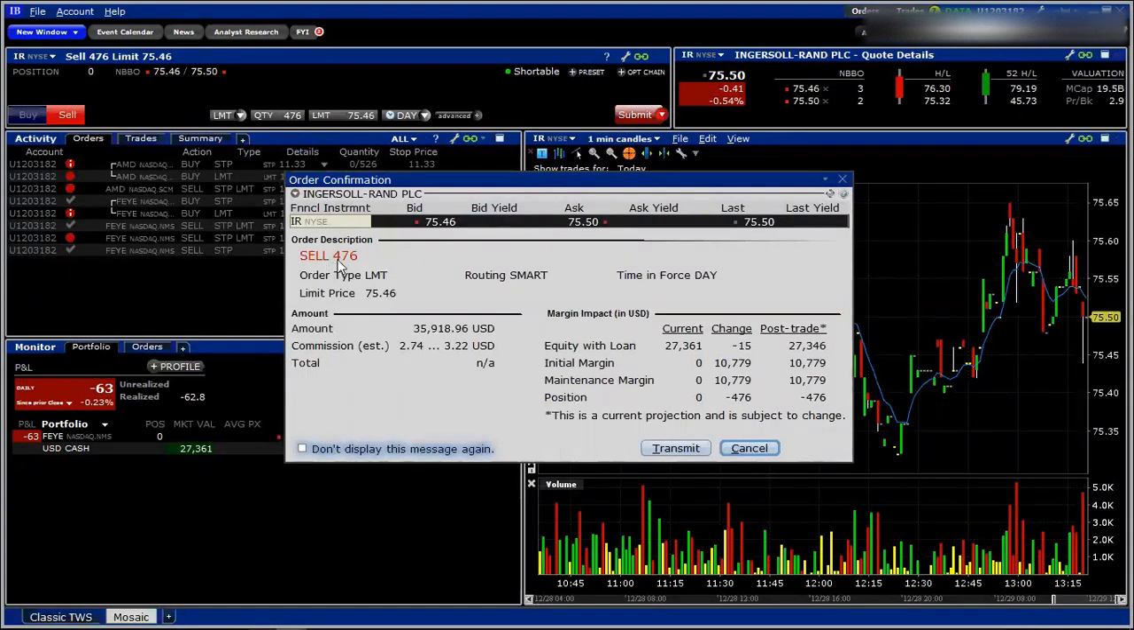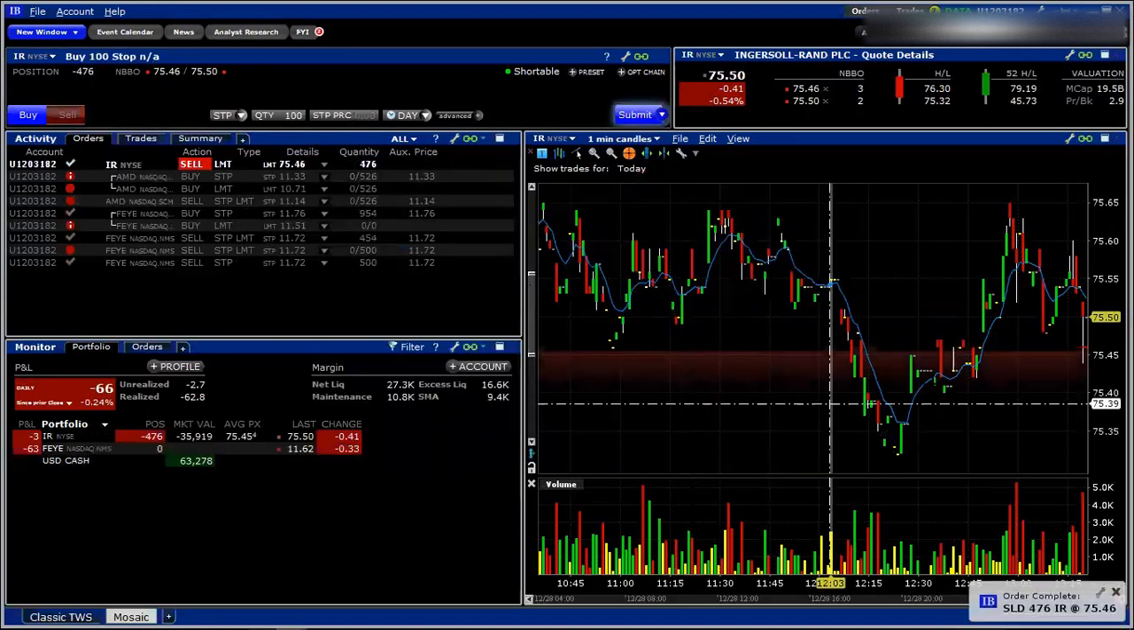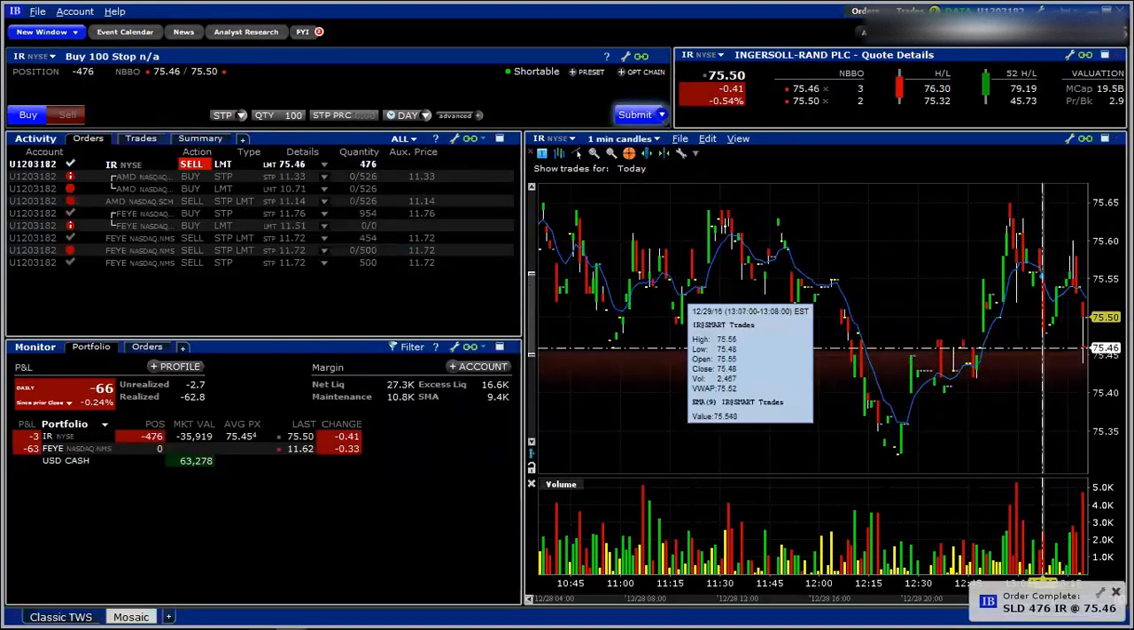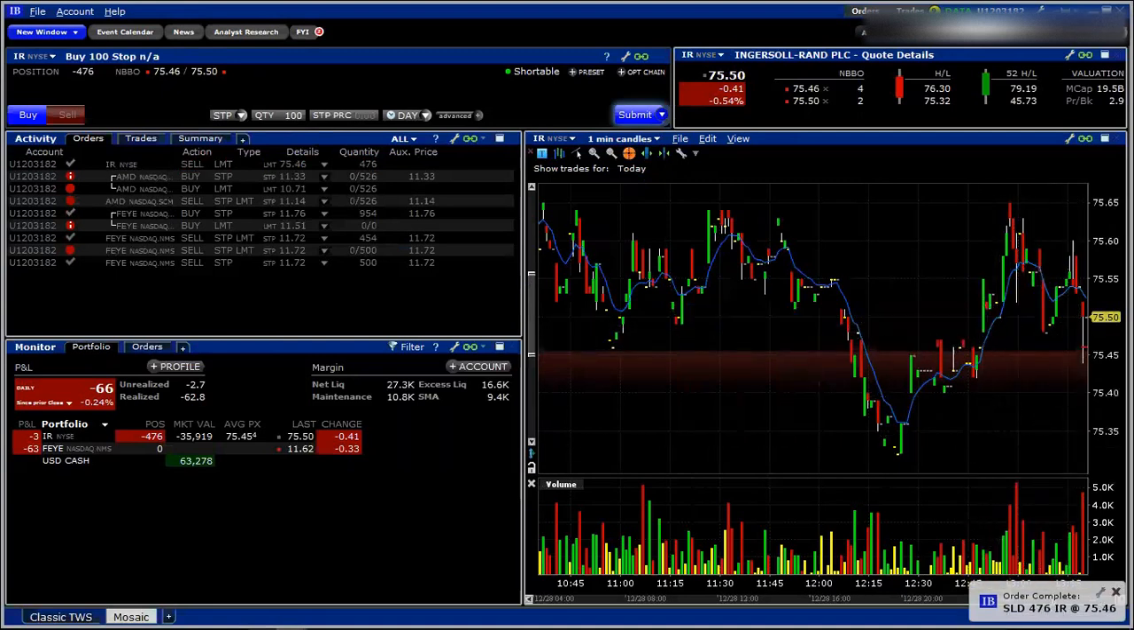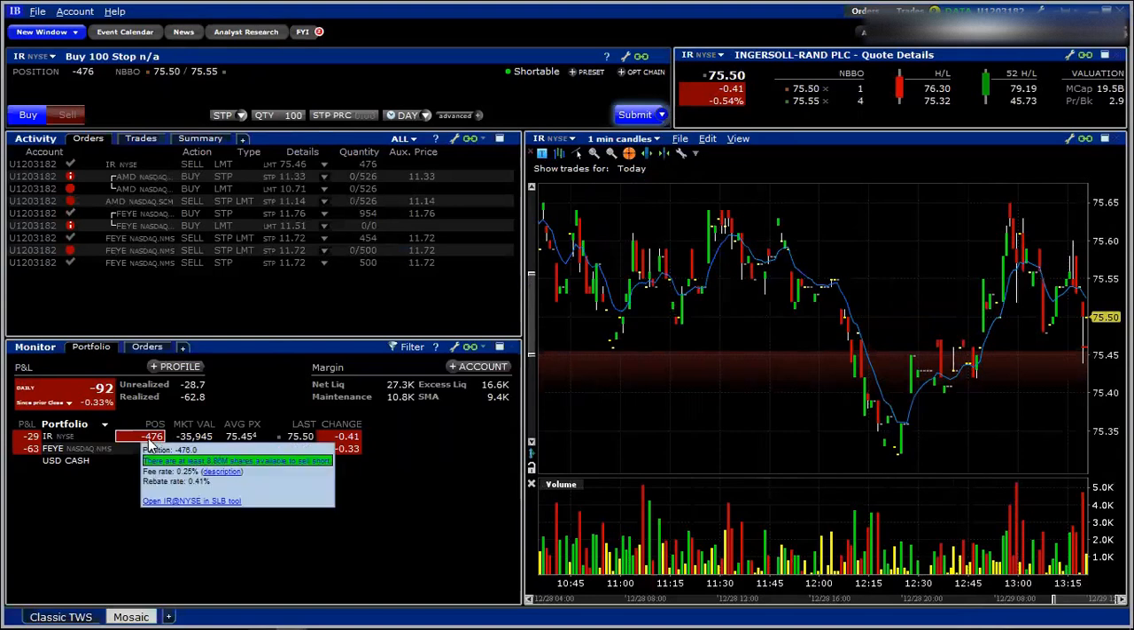Verify that this is what I want to do. Sell 476 limit at 75.46 or higher. So I click transmit. And since the stock price right now is higher than 75.46, this says 75.50. Down here it says I got filled at 75.46. So that is a 4-cent difference. And usually that's not what I get. At any rate, so I'm in this position. I can see down here that I have shorted 476 shares.